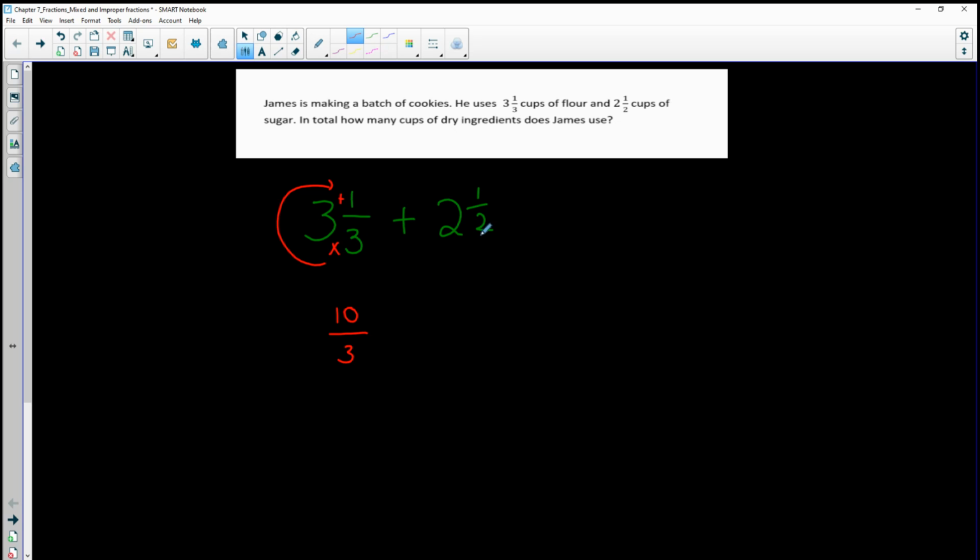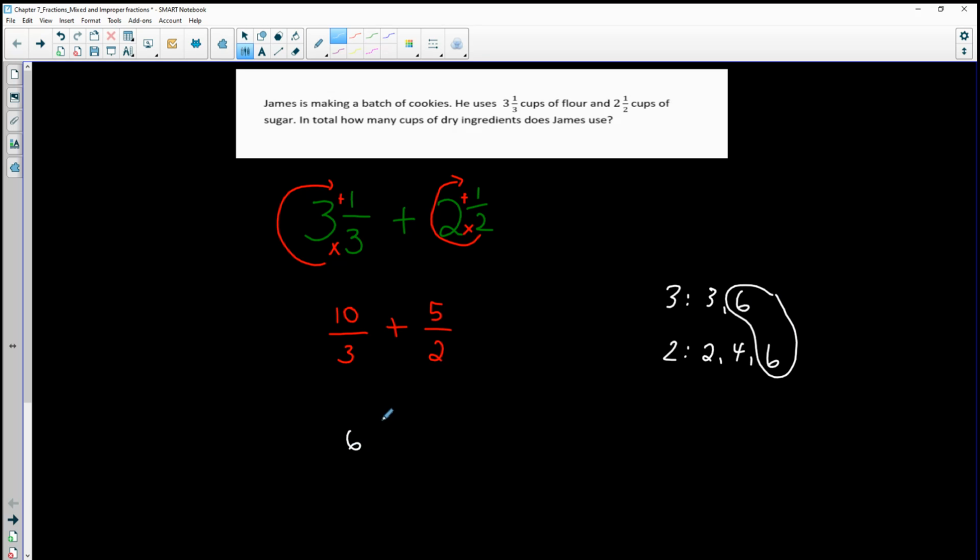And on this side, same idea. We're going to multiply the whole number by the denominator and add the numerator. So 2 times 2 is 4, plus 1 is 5 over 2. Okay, now what we'll notice is that we need to make an equivalent fraction with the same denominator. Okay, so you can make your list of multiples for those two denominators and find out which one is the lowest common denominator. Now, by making that list, I'll discover that my lowest common denominator is 6.